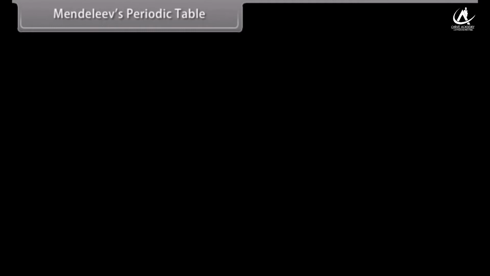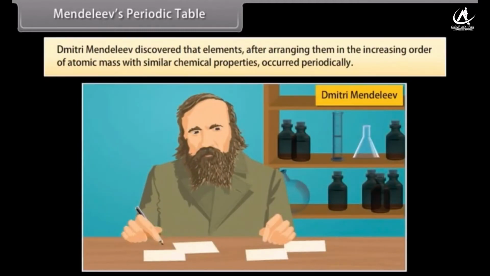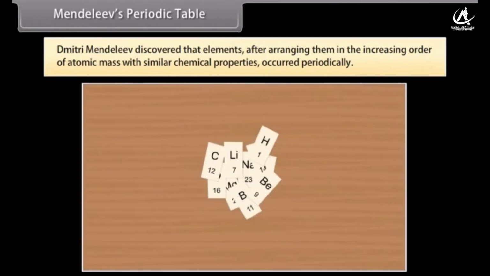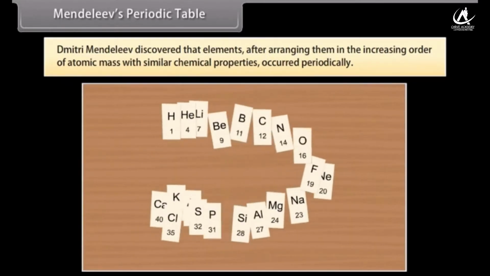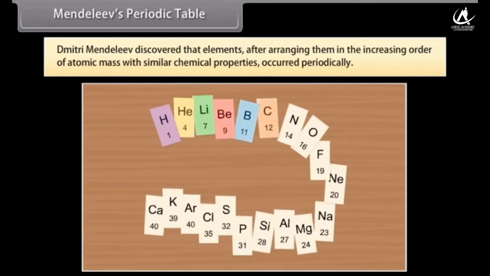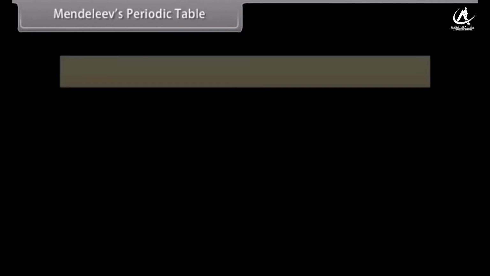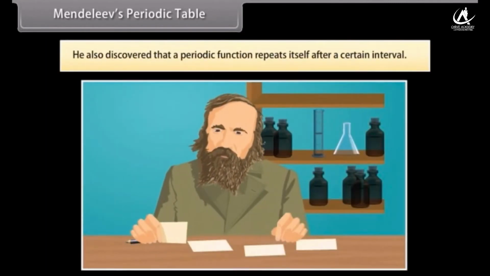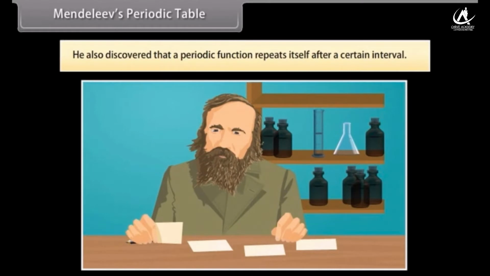Mendeleev's periodic table. Dmitri Mendeleev, a Russian chemist, discovered that elements, after arranging them in the increasing order of atomic mass with similar chemical properties, occurred periodically. In 1869, he stated this observation in Mendeleev's periodic law. He also discovered that a periodic function repeats itself after a certain interval.